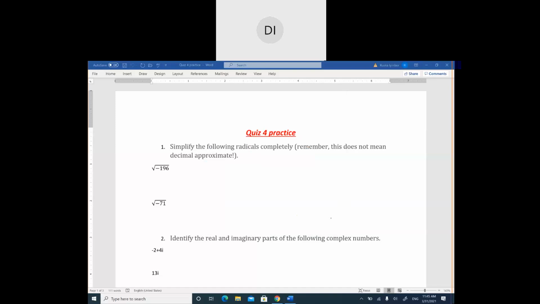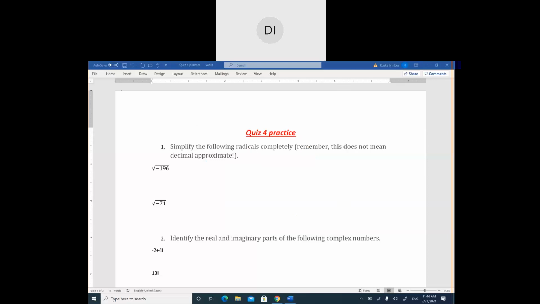I'm going to record the quiz for practice solutions, so that way all my online students and also my on-ground students can go back and see how we're solving this quiz, how we're going to prepare for your actual quiz. Okay? So here we have complex numbers.